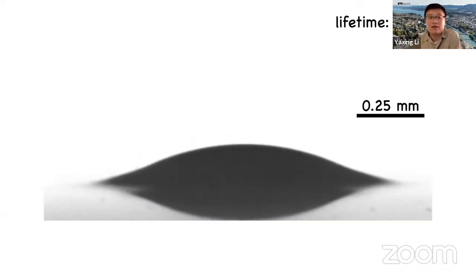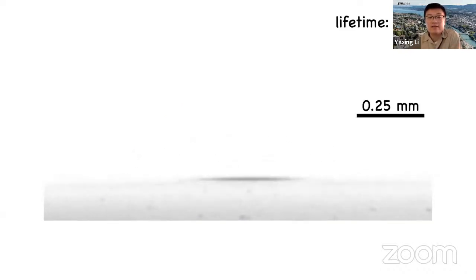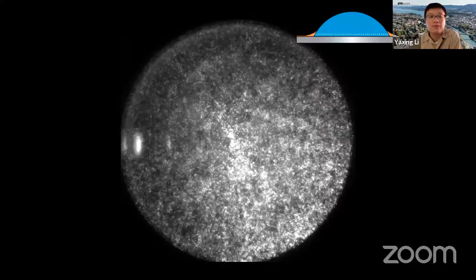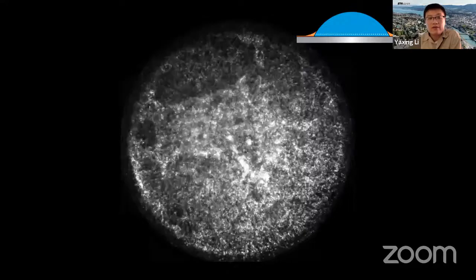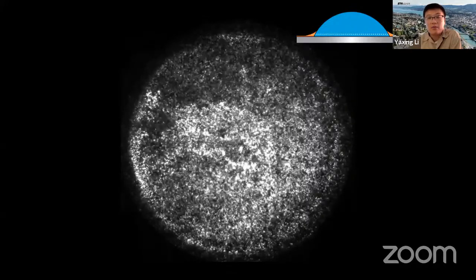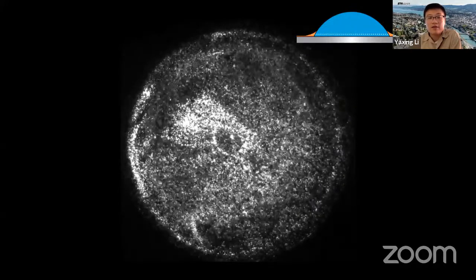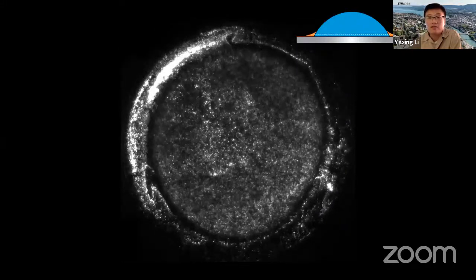And this is another typical video we had for this case. Eventually you see from this dark shadow that the final area is similar to the original area. And then we have this bottom view, and you can see eventually the distribution of particles is more homogeneous than the two previous cases.